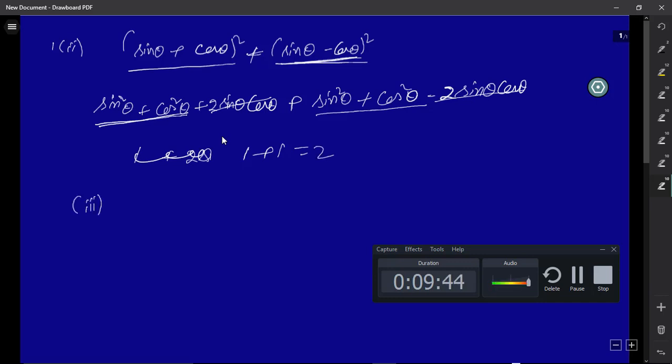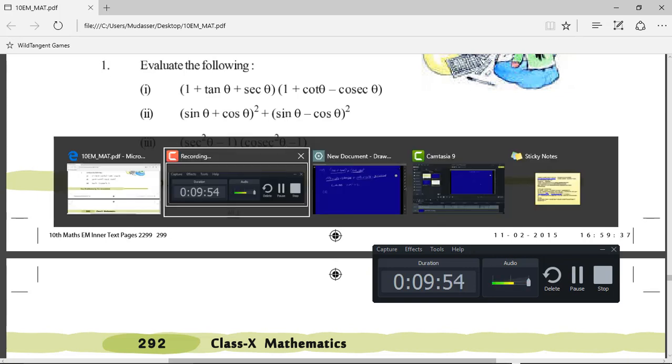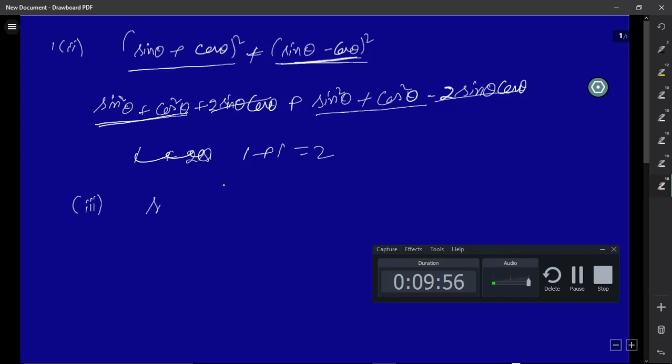Let us go ahead and work on the third bit now. The third bit asks us to evaluate the value of (secant square theta minus 1) into (cosecant square theta minus 1).